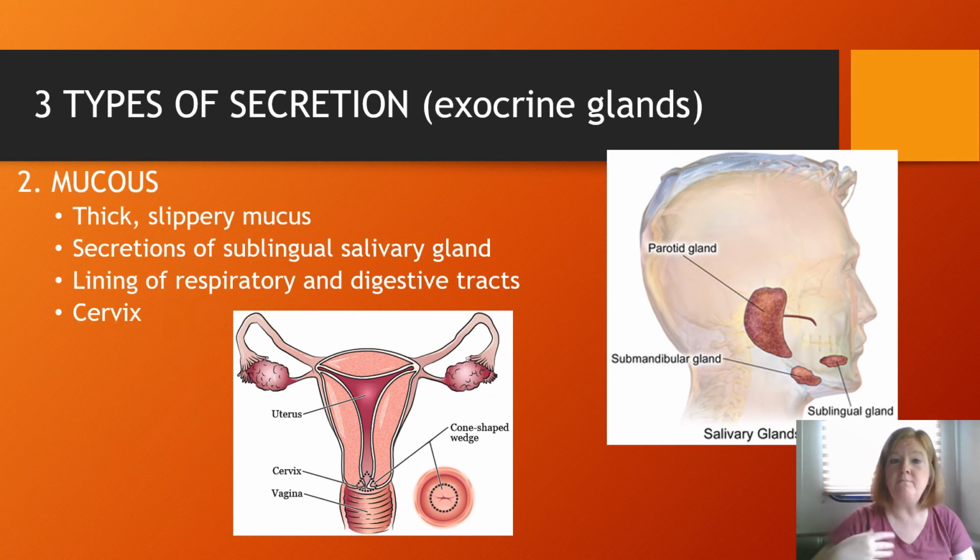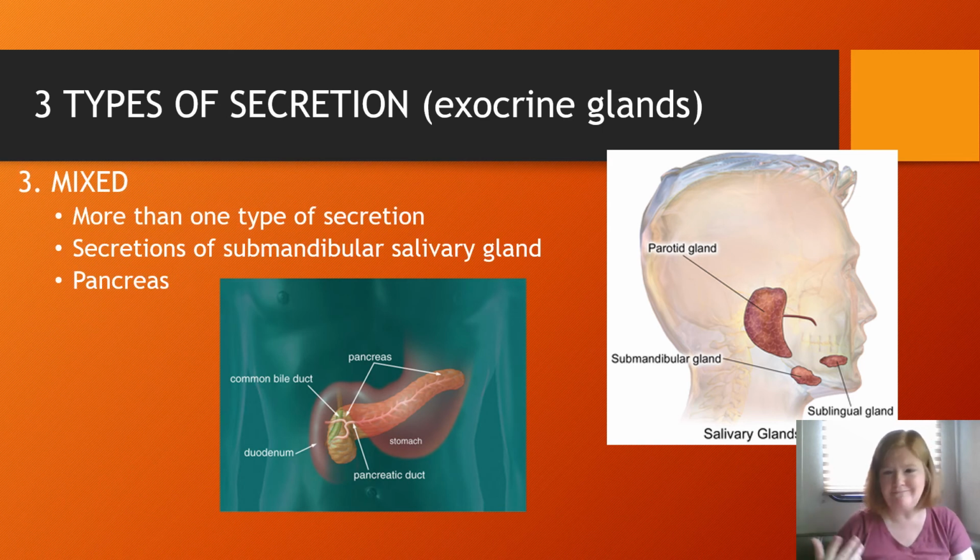And then we have mucus secretion. So it's a thick, slippery kind of mucus. So our sublingual salivary glands do produce mucus. Maybe you didn't know that, but it's interesting. Also, the lining of our reproductive, digestive tracts and the cervix produces mucus, a mucus secretion. And then, not a hard one to remember, a combined. So it has more than one type of secretion. So our submandibular salivary gland and the pancreas. So it's a mix of that watery and mucus.